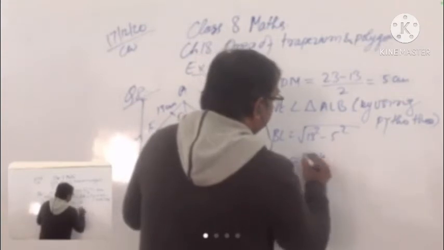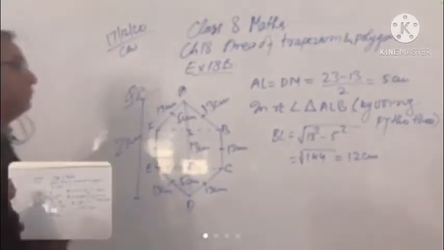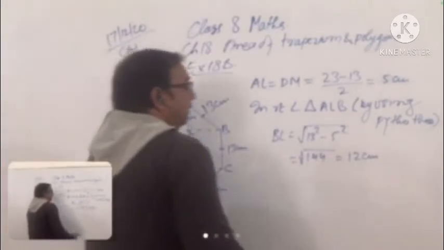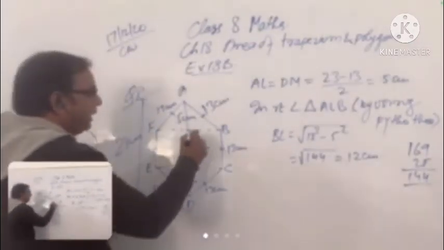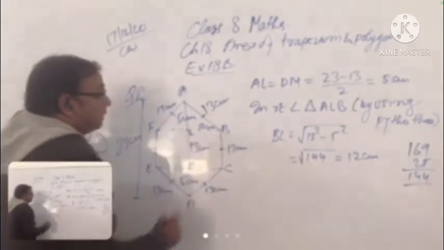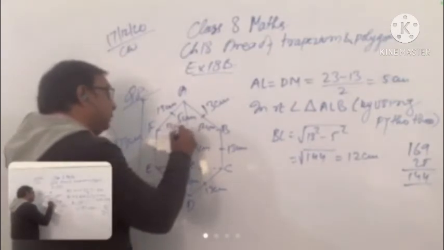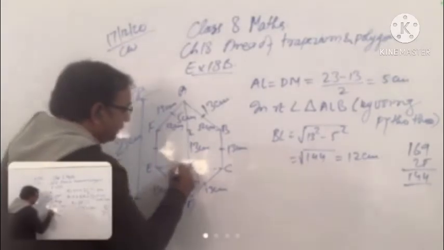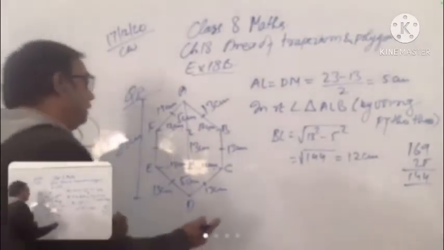So I think it is 144 and it will be 12 centimeter, because 13 square is 169 and 5 square is 25. When we subtract it, we get 144. So it means that BL is 12 centimeter. If BL is 12 centimeter, it means this is also 12 centimeter. Clear? So this is also 12 centimeter and this is also 12 centimeter. So now take out the area of the ABCD.